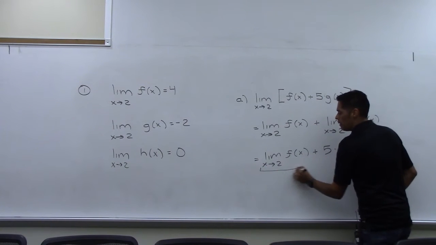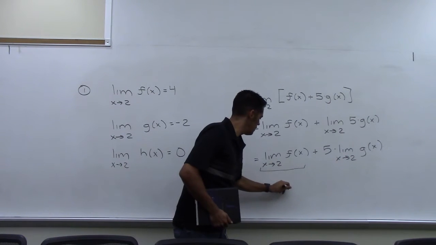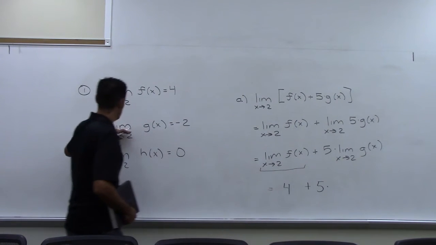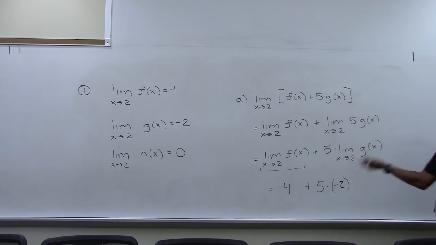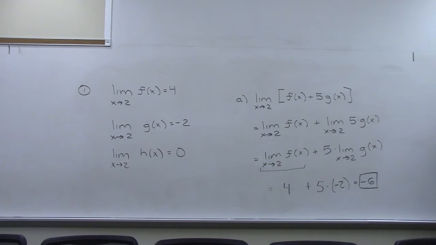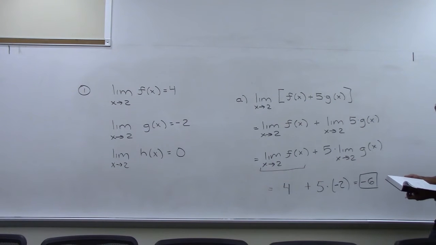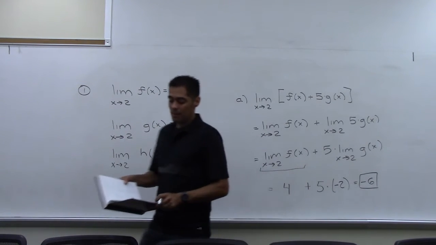I know that this limit right here is this, so that's just 4, plus 5 times the limit as x approaches 2 of g of x, which we know is -2. So 5 times -2. So 4 plus 5 times -2 is -6. And that's pretty much the gist of it. I think you can probably handle the other ones. Just be careful on part D. Oh no, not D. Part E. You're going to get division by 0, and that means that you can't do it, which means the limit does not exist.